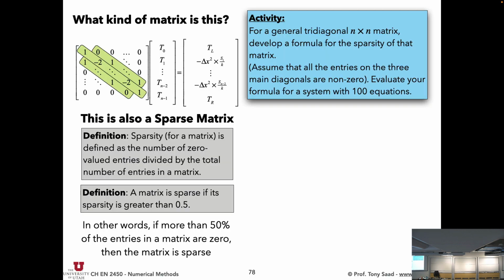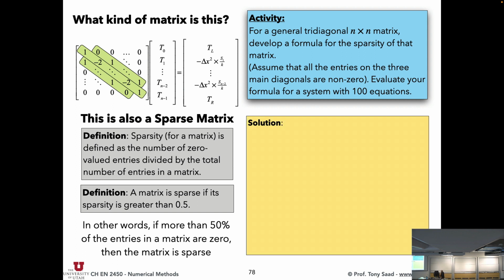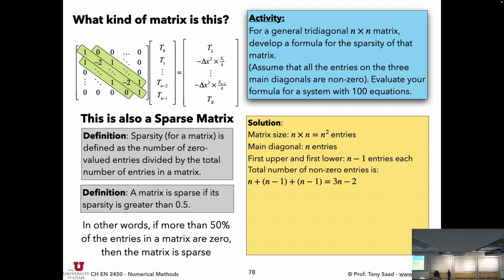Don't forget to plug in the 100. What did you get for 100? What was the sparsity for 100 equations? 97? Okay, 97% of the entries in the matrix for only 100 equations are zeros. So here's how we do the formula. Matrix size is n squared total entries. The main diagonal has n non-zero entries. First upper has n minus 1 entries, and first lower has n minus 1 non-zero entries. So the total of non-zero entries is n plus n minus 1 plus n minus 1, which is 3n minus 2.